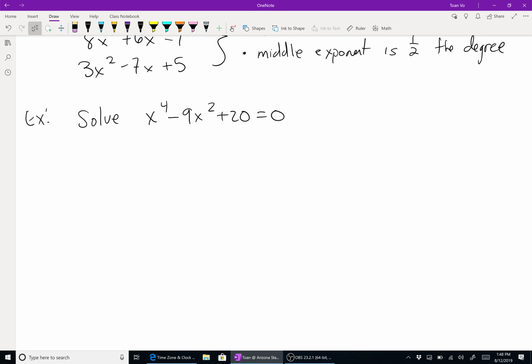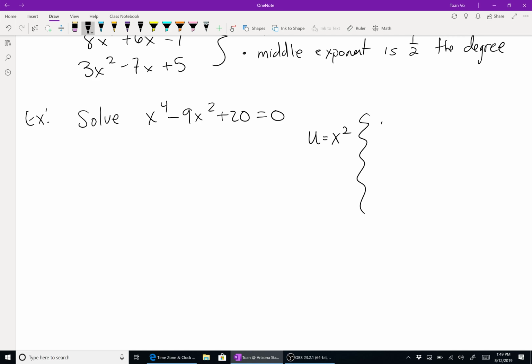However, notice, we have 3 pieces. The last piece is a regular number. The middle exponent is exactly half the biggest exponent. It's not a quadratic equation, but it behaves like a quadratic equation, which means we can solve it as if it was a quadratic equation, as long as we do a variable substitution. Use whatever variable you want. Typically in higher math, we use the letter U. So what do we let the letter U be? I always let the letter U be whatever is the middle variable term. So the middle variable is x squared, so I'm going to let U equal x squared.